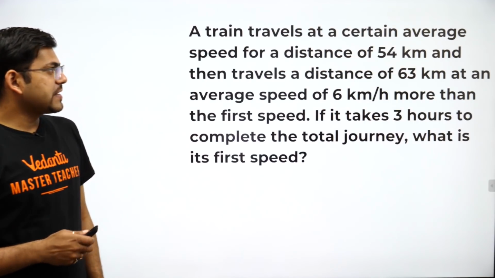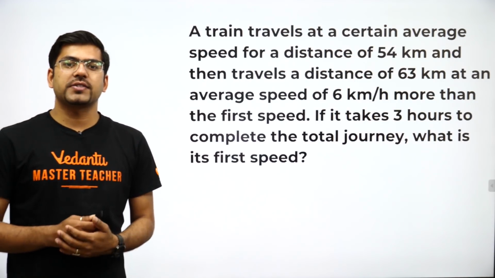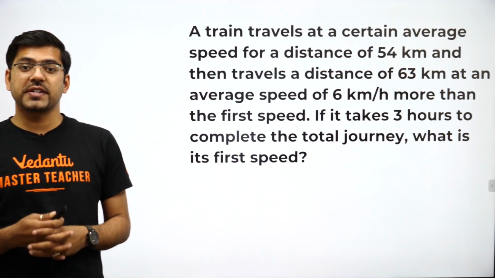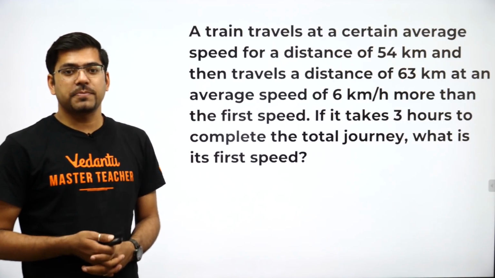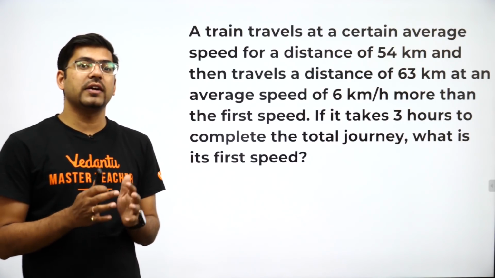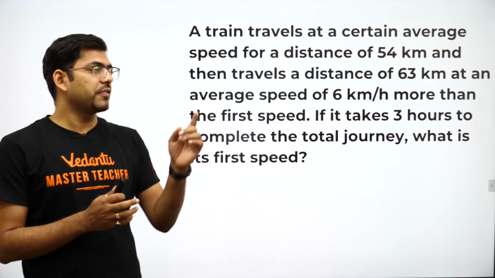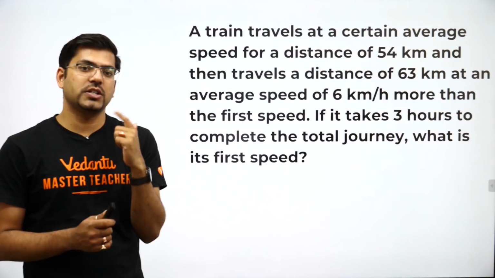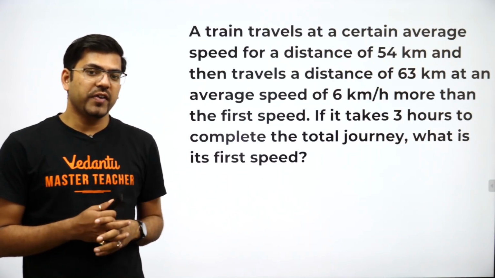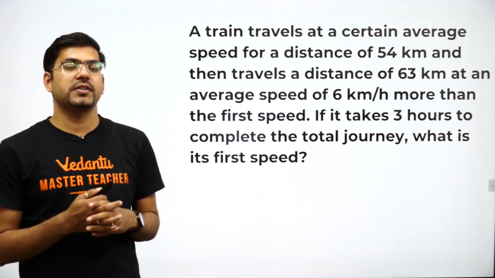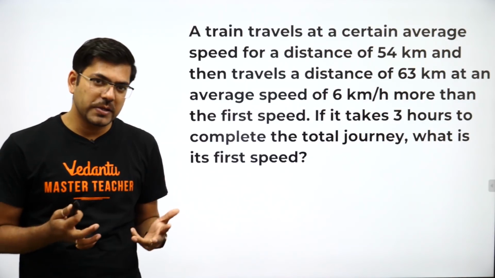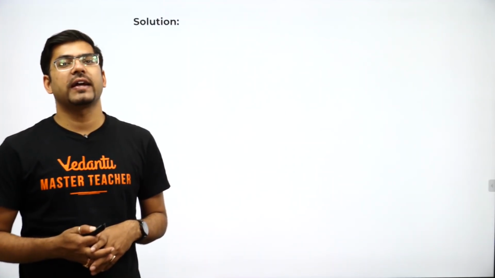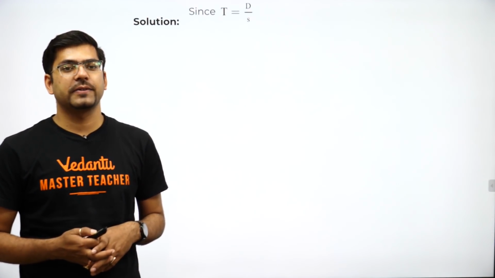A train travels at a certain average speed for a distance of 54 km and then travels a distance of 63 km at an average speed of 6 km per hour more than the first speed. Okay, means the first speed of 54 km, whatever the speed was, it is 6 km more than that. If it takes 3 hours to complete the total journey, what is its first speed? So whatever is being asked, we will assume it as x. That is the first rule. So let us assume that the first speed is x.